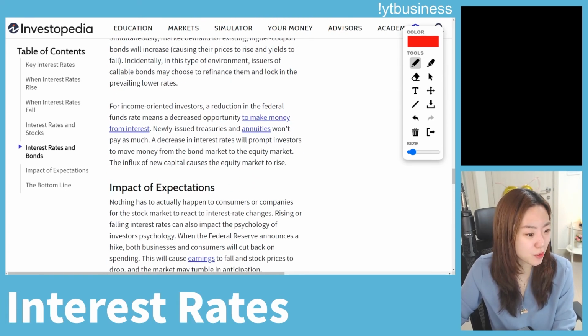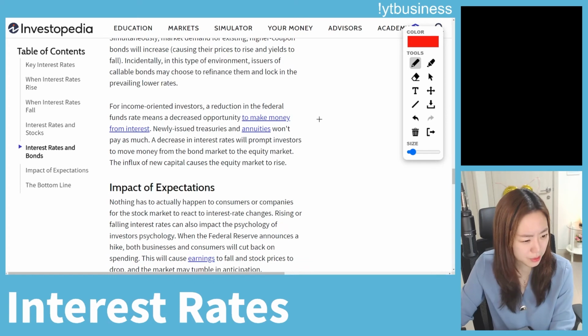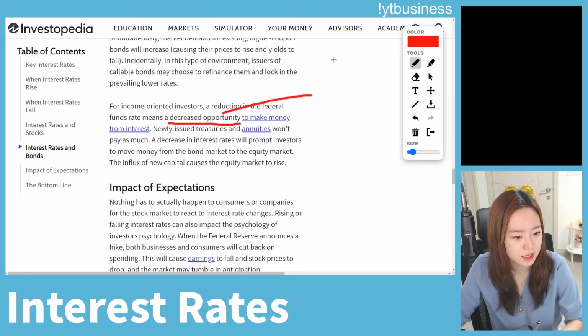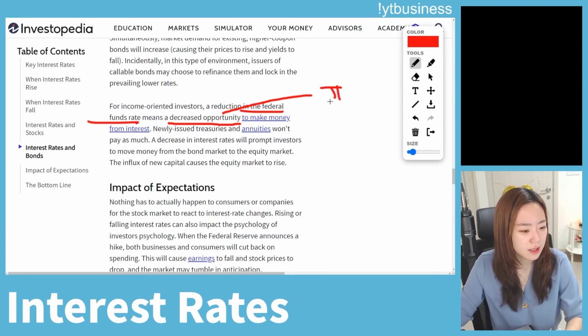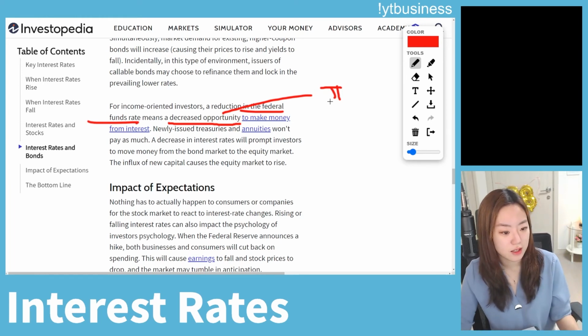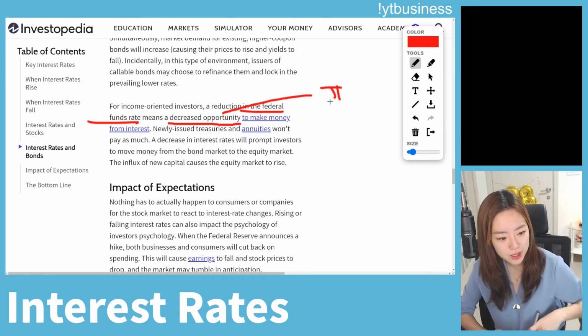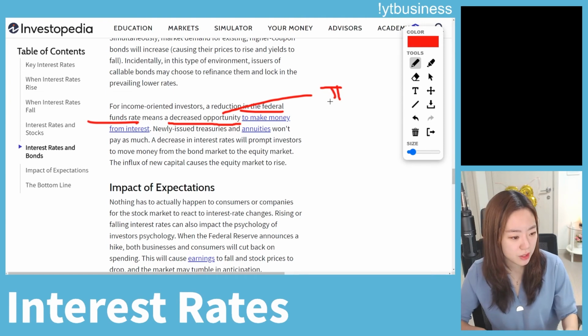So, for income-oriented investors, a reduction in the federal fund rate means a decreased opportunity to make money. Woo! Oh, wait, it's a decreased opportunity. Sorry, it's very sad. So, we don't want the reduction in the federal fund rate. Now, newly issued treasuries and annuities won't pay as much. A decrease in interest rates will prompt investors to move money from the bond market to the equity market.